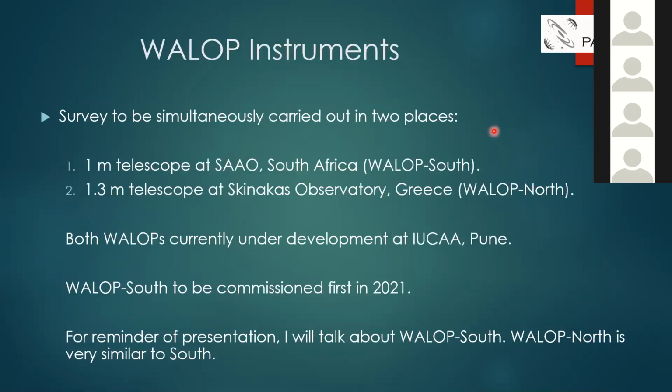Coming to the WALOP instruments, there are two WALOP instruments currently under development. We are planning to install one of these instruments on the 1 meter telescope at SAAO, South Africa. This is called WALOP-South. Another one goes on the 1.3 meter telescope at Skinakas Observatory, Greece, called WALOP-North. This is the same observatory where RoboPol is currently installed. Both these WALOPs are currently under development at IUCAA in Pune.